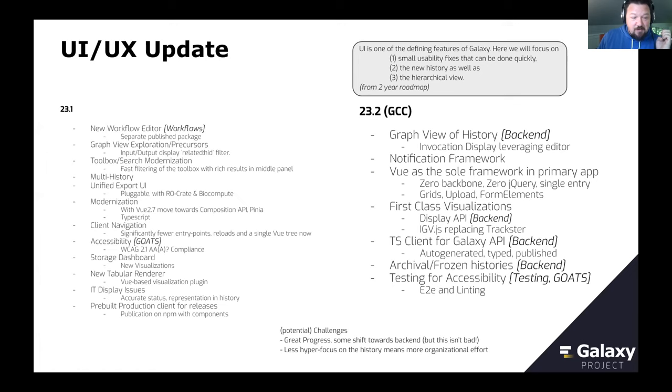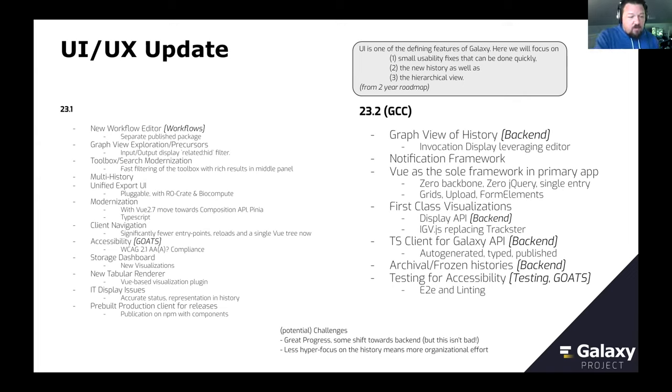We'll finally address the remaining IT display issues. A lot of those were pending on the new history. Now that that's in, we can follow up and have a nice IT representation in the history with an accurate status. When you look at my running visualizations, we're going to update that too, where it actually polls and things like that. There's a nice issue with a bunch of bugs there that'll all be fixed in 23.1.